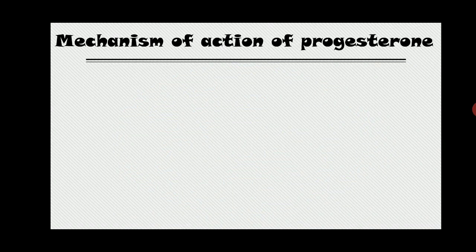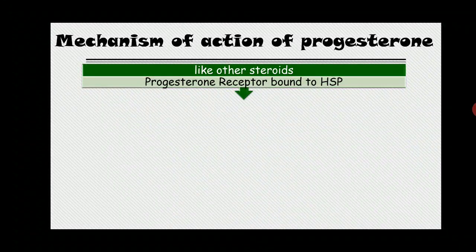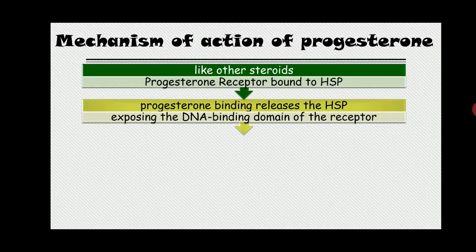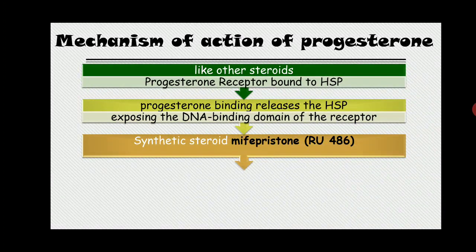Right? Now let's write it down. Like other steroid hormones, the progesterone receptor is bound to the HSP. Progesterone binding will release the HSP from the receptor, exposing the DNA binding domain of the receptor, and it will do its function. Now the synthetic steroid is mifepristone. This mifepristone, or its name is RU486.